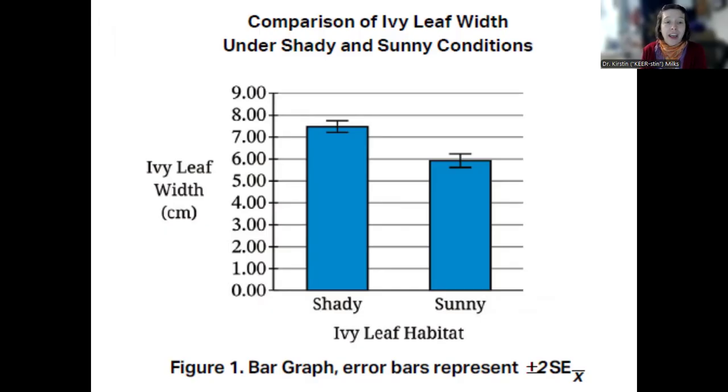Looks like it's about 7.5 centimeters for shady and about 6 centimeters, a little under that, for sunny. But how sure are you that he didn't just accidentally pick the shady leaves that were bigger and the sunny leaves that were smaller? What if it's just random chance, like we were thinking about in our behavior experiment with the fruit flies? How do you know that that difference is real and actually happens when you change that independent variable of sunlight availability?